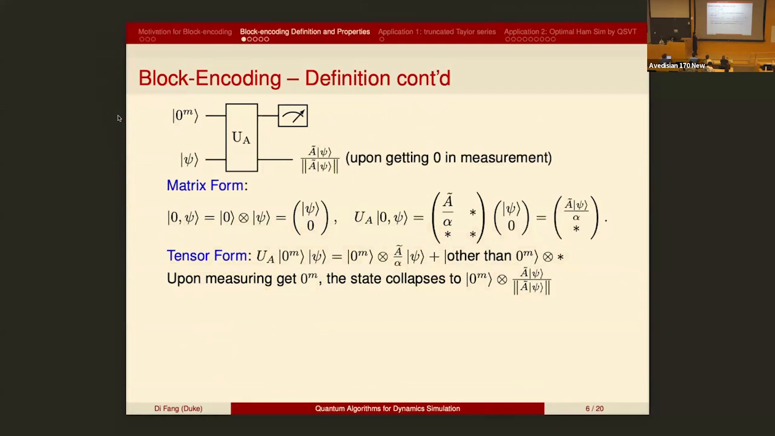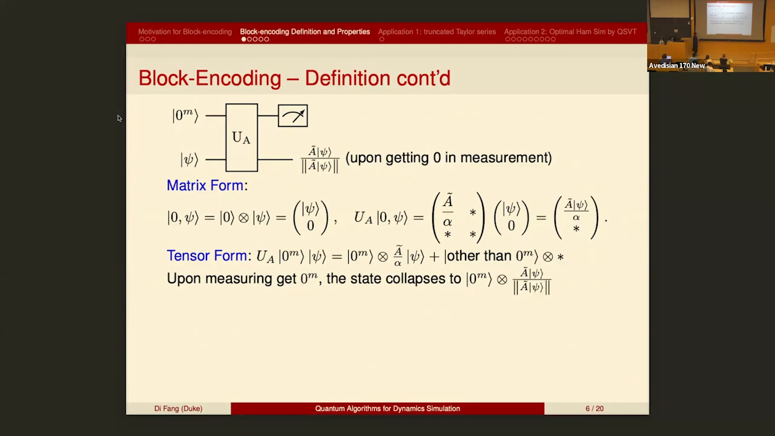Again, if you want to say a little bit more, in either the matrix form or the tensor form, you can do both of them. I guess I will not do both of them for you. Let's just take a look at this tensor form. Now, U_A acting on these ancilla qubits and the system qubits, because of the 0, 0, 0, 1, 1, 0, 1, 1 thing, we will get this plus a bunch of other terms in other bases that we don't really care about in the first register.